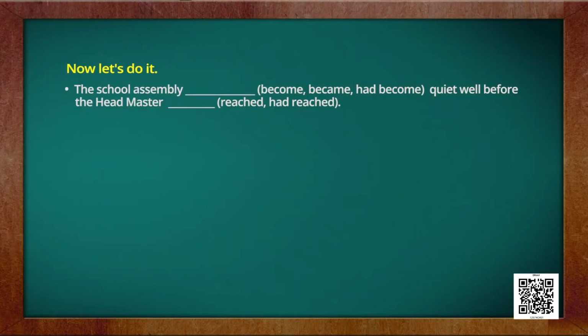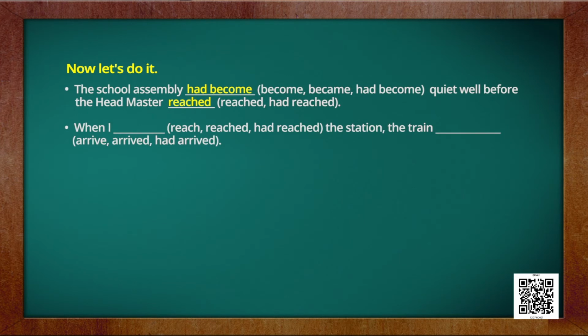Sentence 1: the school assembly became or had become quiet well before the headmaster reached or had reached. Come on, make out. The school assembly had become quiet well before the headmaster reached. Fine, well done. So you were able to make out the first action in past perfect, second action in past.